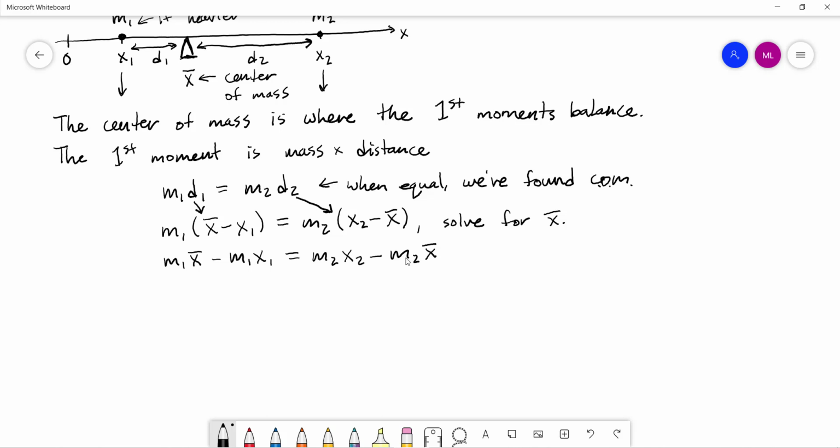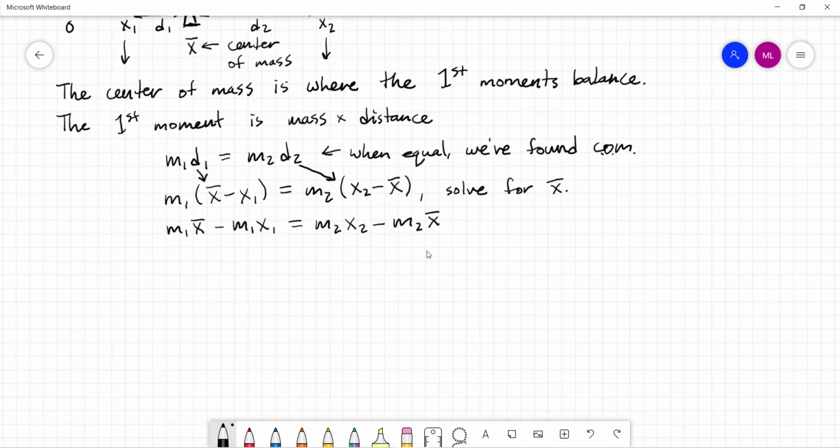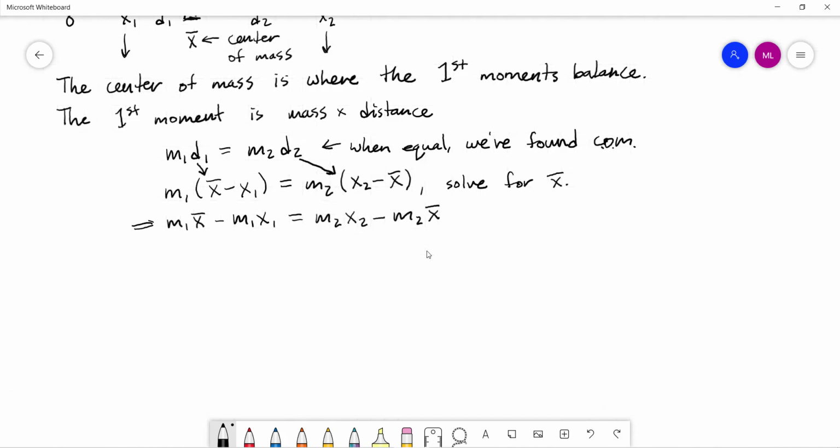Let's collect the two that involve x bars, both on the same side, and the ones that involve the other terms, put them off on the other side. So let's move the x bars over to the left. So I'll have m1 x bar, and I'll have to add that other one, so plus m2 x bar. And when I move the other stuff over to the right, we already have the m2 x2 sitting over here, but I need to move this term over here by adding it to both sides. So I'll have plus m1 x1.